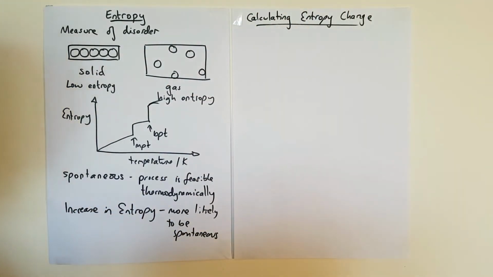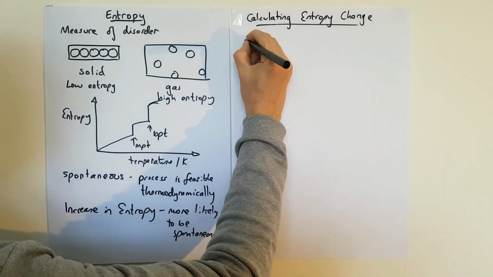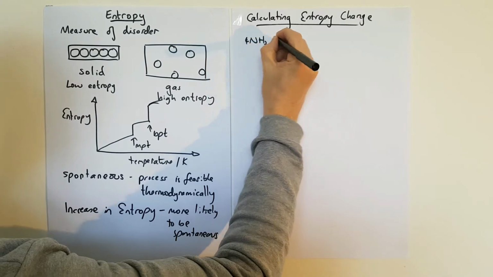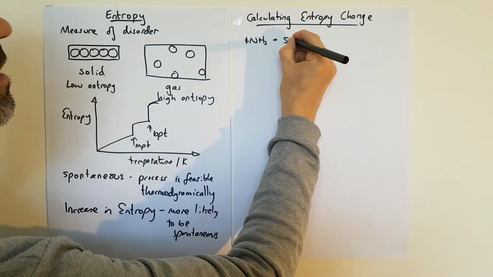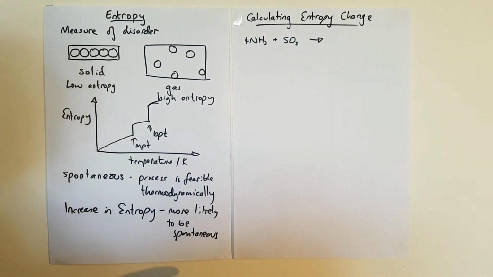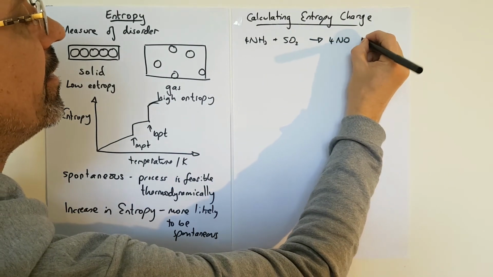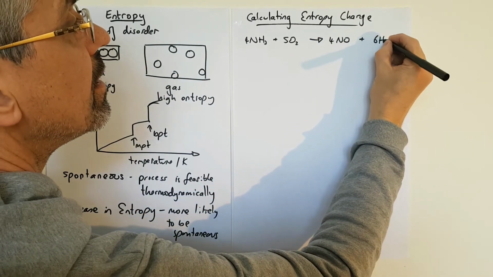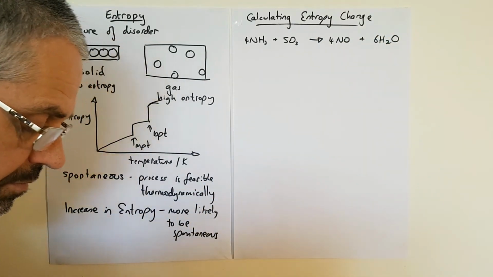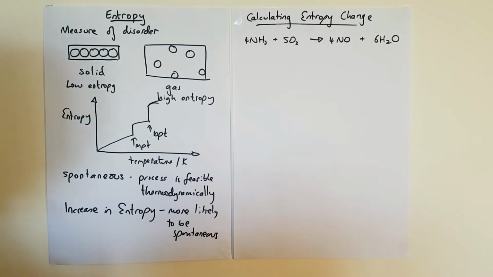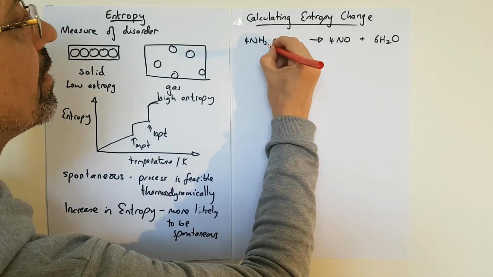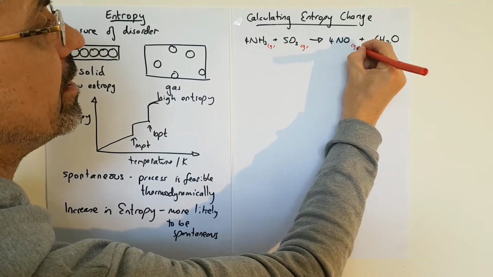Okay, so how do we calculate entropy change? Well, first of all, it helps to be able to spot an increase in entropy or a decrease in entropy in an equation. So if we just look at an equation, and I've got the 4 NH3 plus 5 O2, that's 5 O2s rather than 502, giving 4 NO, and look at an equation like this. A simple way to spot an increase in entropy, these are all gases by the way, that's relevant.